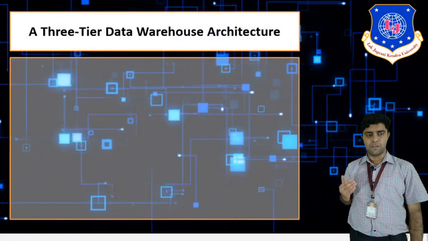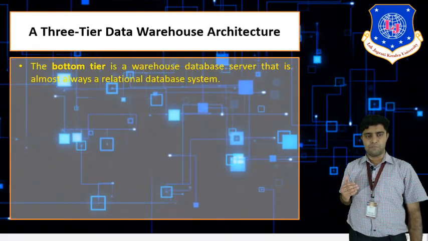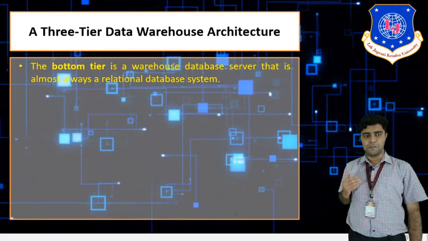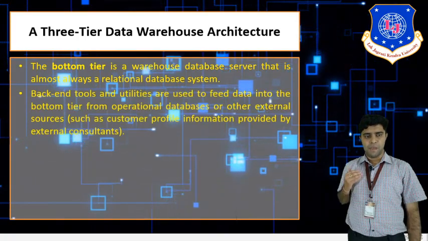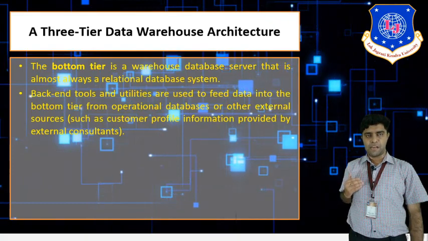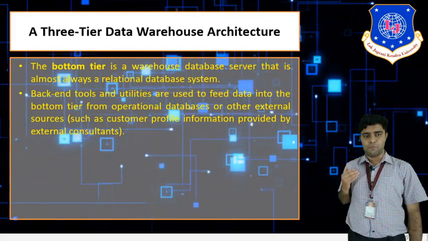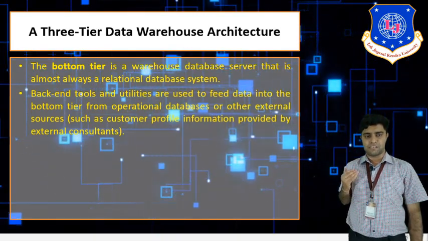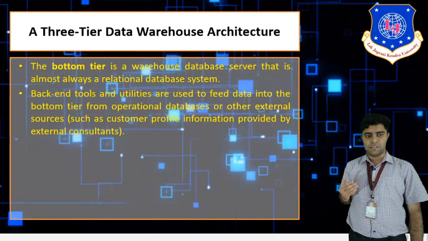Now we will see the three-tier data warehouse architecture. The first tier is the bottom tier. The bottom tier is a data warehouse database server, which is almost always a relational database system. Backend tools and utilities are used to feed data into the bottom tier from operational databases or other external sources, such as customer profile information provided by external consultants.